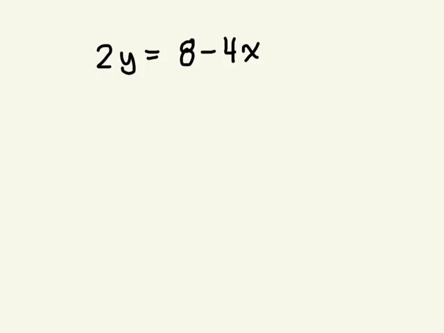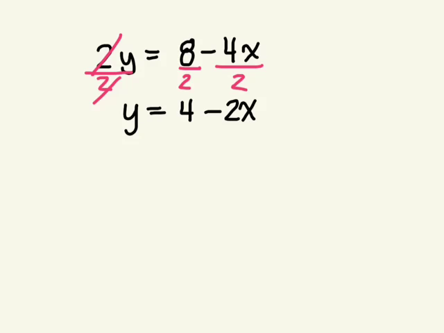Okay, to isolate y, we have to divide by 2. So what do I have to do with every single term? Divide by 2, divide by 2. That cancels out, and we're left with what? Y equals 4 minus 2x, or rewrite it in the form y equals mx plus b.